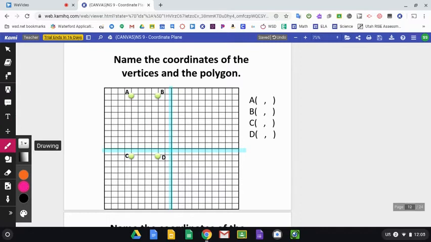All right. Let's name the coordinates of the vertices. That's just a fancy word for the points. So let's name the coordinates for point A. So start at the origin. 1, 2, 3, 4, 5, 6. Oh, so I went left 6. So I would have a -6 here. And then I go up 1, 2, 3, 4, 5, 6, 7, 8, 9. Positive 9.